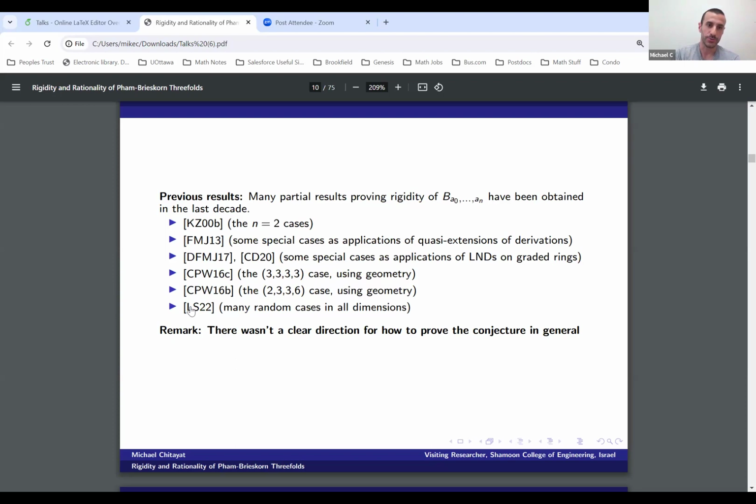And then more recently, Liu and Sun use algebraic techniques. I think they study Z-graded rings, and they also prove a bunch of cases in many dimensions. So lots of positive results. And one remark, which is one of the points that we make here, is that there wasn't a clear direction for how to prove this conjecture in general. So that's one of the things we'll offer today.